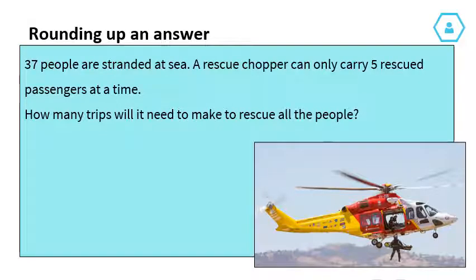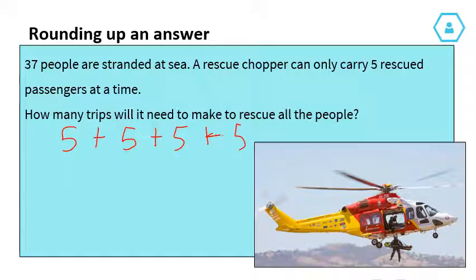Let's look at rounding up an answer first. 37 people are stranded at sea. A rescue chopper can only carry 5 rescued passengers at a time. How many trips will it need to make to rescue all the people? There's different ways of approaching this. You might go, okay, each time it's traveling out there to rescue people, it can pick up 5. So this is my first group of people. Then I'm going to add another group of people, another 5, and so on, until you get to 35.